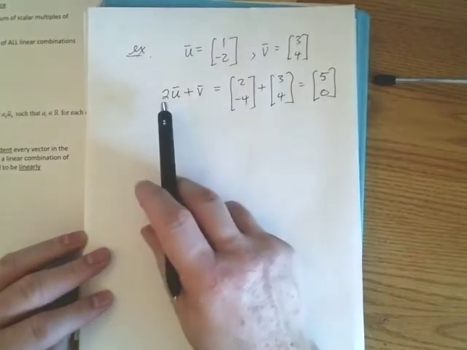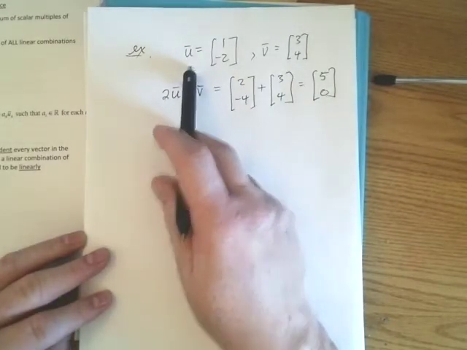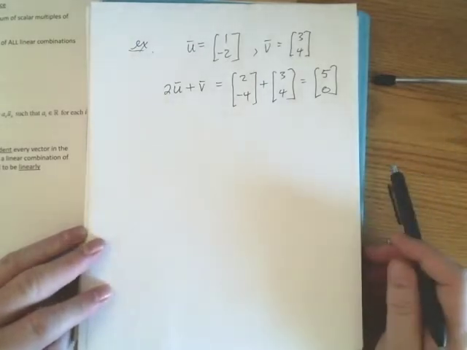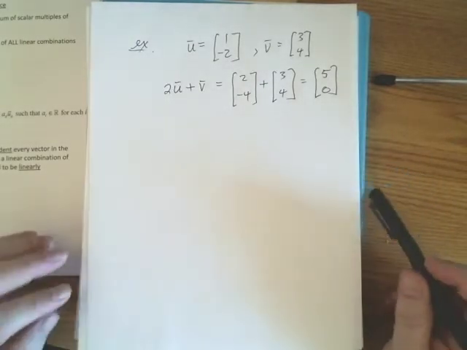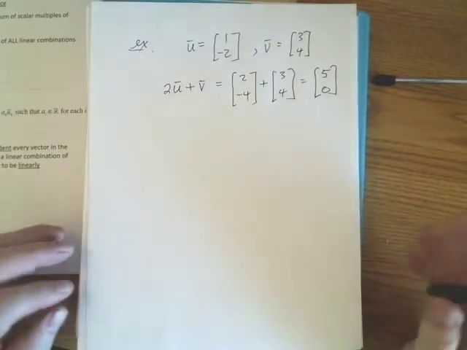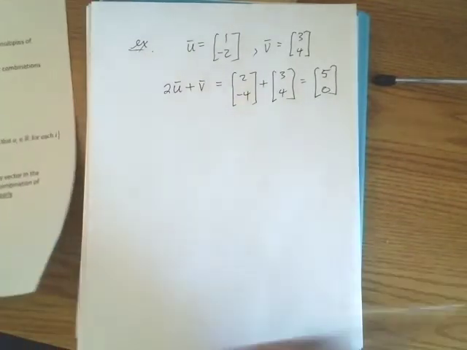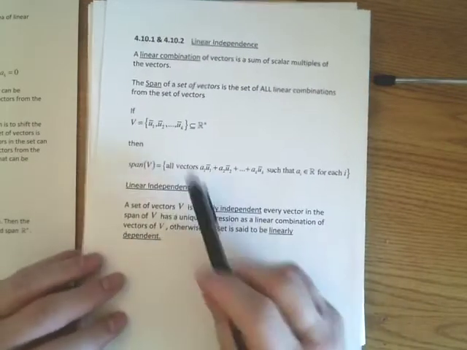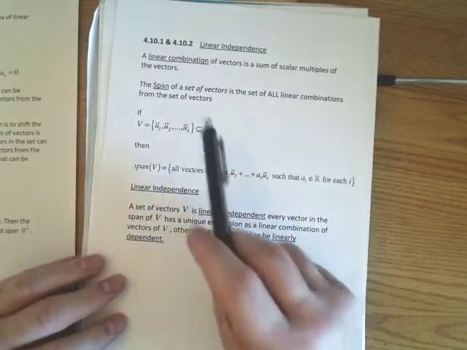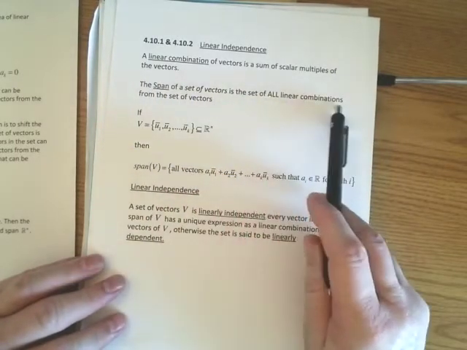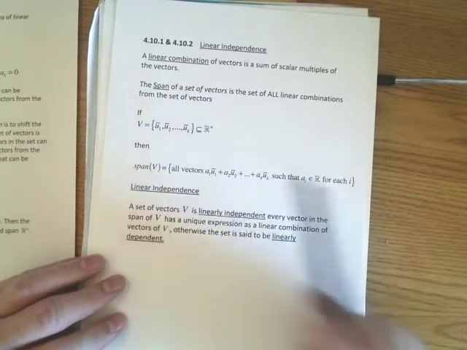And in fact, it's 2 times u plus v. Now, there are infinitely many different linear combinations of u and v. This isn't the only linear combination. So let's talk about the set of all linear combinations of a set of vectors. It's something called the span. The span of a set of vectors is the set of all linear combinations of the vectors in the set.